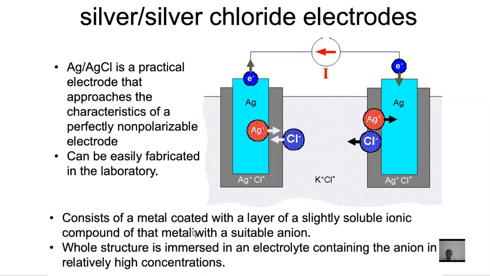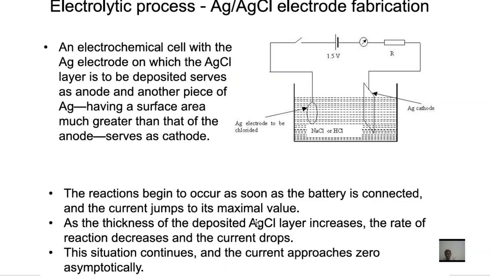It consists of a metal coated with a layer of a slightly soluble ionic compound of that metal with a suitable anion. The whole structure is immersed in an electrolyte containing the anion in relatively high concentration. Okay, electrolytic process. The process is called electrolysis. And in the electrolytic process, this is how we can fabricate the AgCl electrode. In this diagram you can see this.